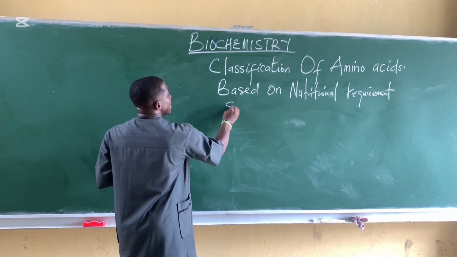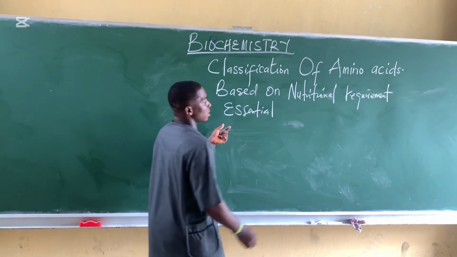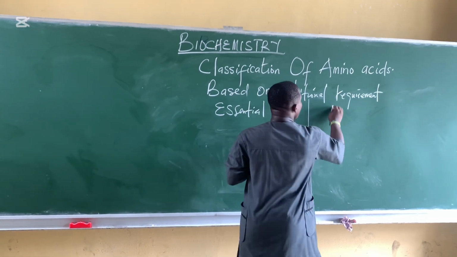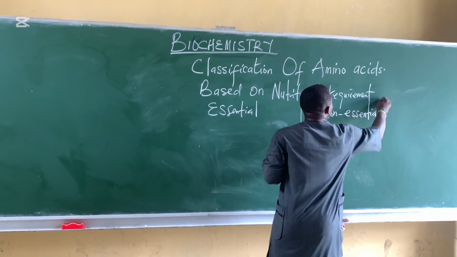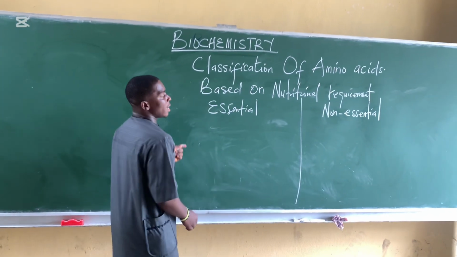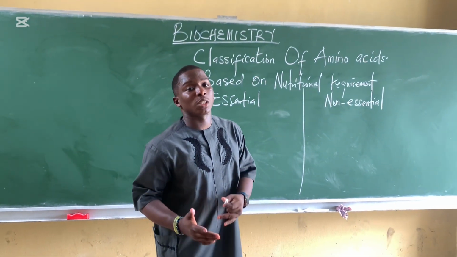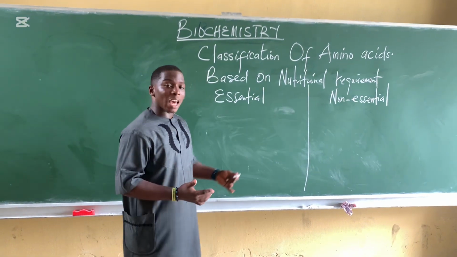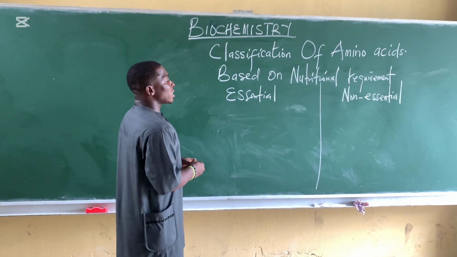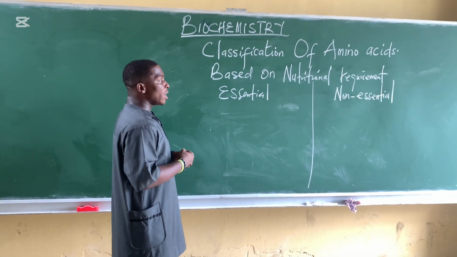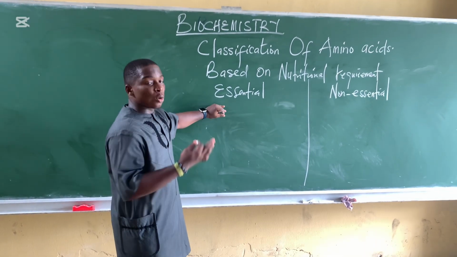Based on nutritional requirements, we have the essential amino acids and the non-essential amino acids. Essential and non-essential amino acids. There's also a part called semi-essential, but that is just only one. Sometimes it is regarded as an essential amino acid. Now, what are essential amino acids? Based on nutritional requirements, amino acids are classified into essential and non-essential.